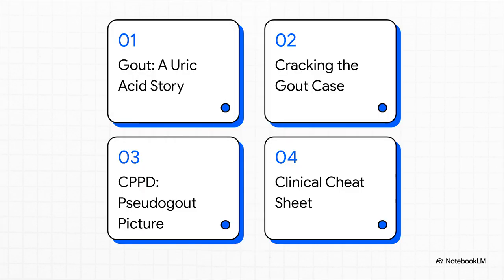So here's our game plan. We're going to start with the king of crystal diseases, gout. We'll get into its backstory, then figure out how to diagnose and treat it. After that, we'll meet its great imitator, CPPD, also known as pseudo-gout. And we'll wrap it all up with a handy cheat sheet to lock in those key differences.